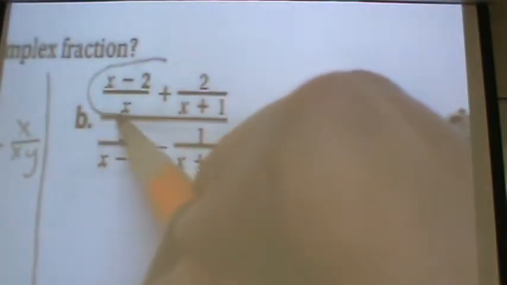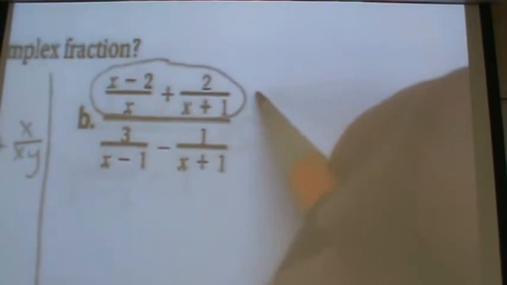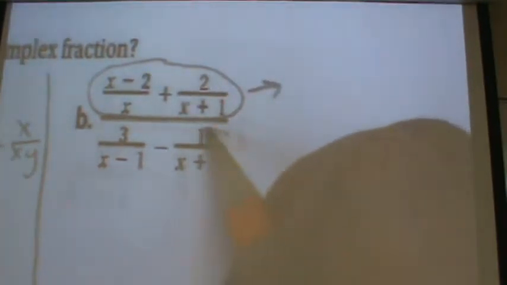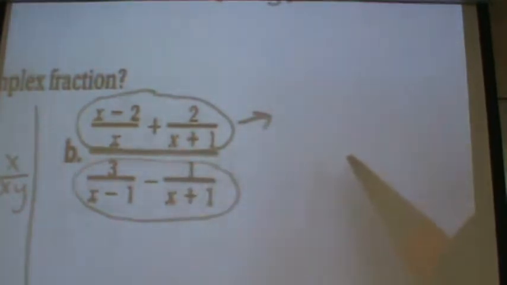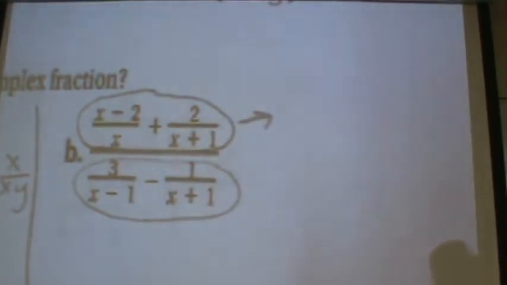I like to draw like a circle. I'll go like this, and then I'll draw an arrow. And then I'll do this one, because it's very hard to do it all in one shot, and then you have to make sure you flip the right one and multiply.